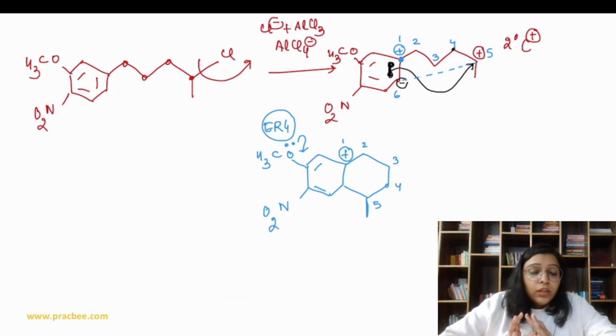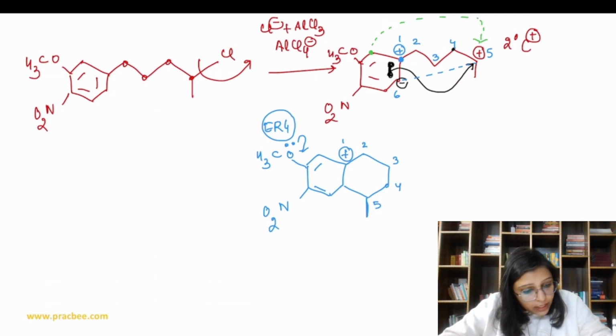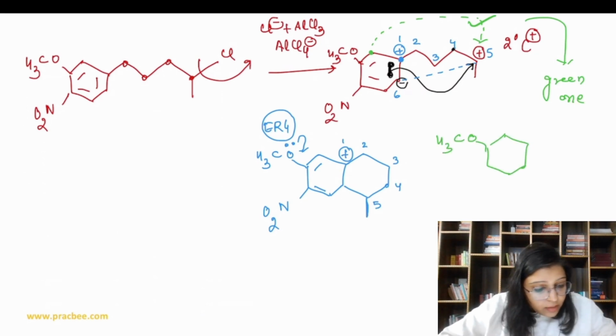Okay. The point is that you can also form a bond from this carbon. So if you form a bond with this carbon, right, you get a positive charge over here. If you do this, the green one, then you get a positive charge over here.